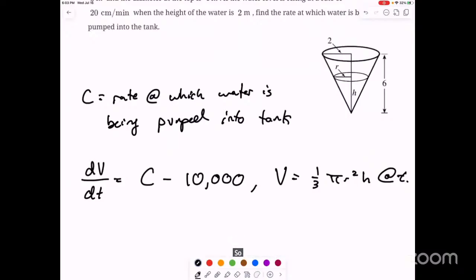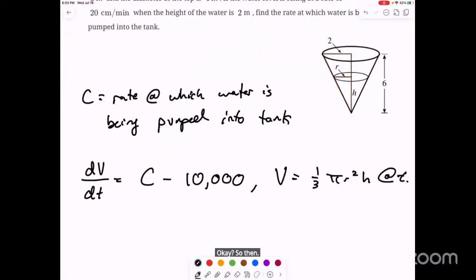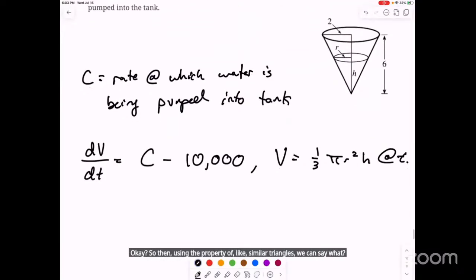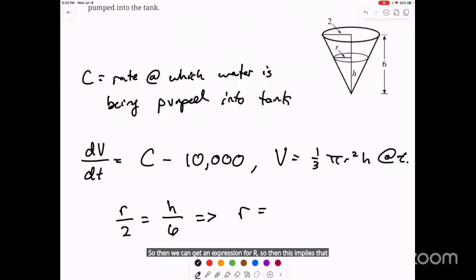So then we can use similar triangles, right? We have this smaller triangle inside this larger triangle. Using the property of similar triangles, we can say r over 2 equals h over 6. Okay, so then we can get an expression for r. So this implies that r is h over 3, or 1/3 h. Okay, so that's an expression for the radius in terms of the height.